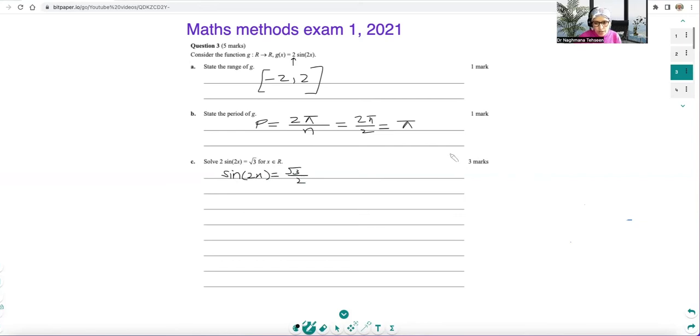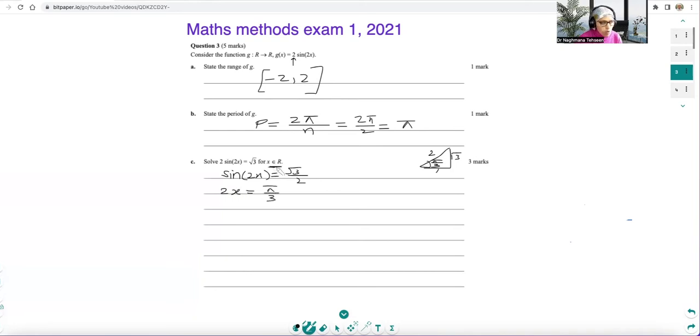You can quickly draw that special triangle: 2, 1, root 3. And you know that root 3 over 2 for sine would give you pi on 3. So pi on 3 is our angle. That means we say 2x is equal to pi on 3.